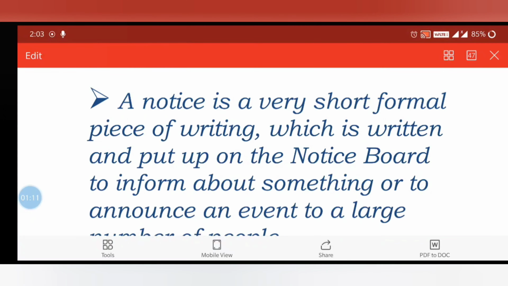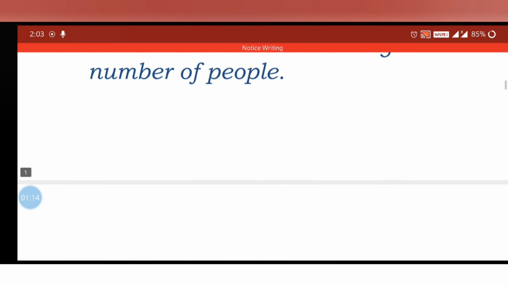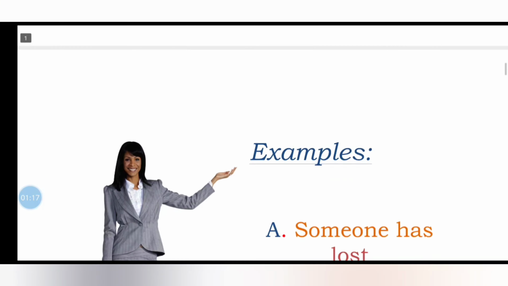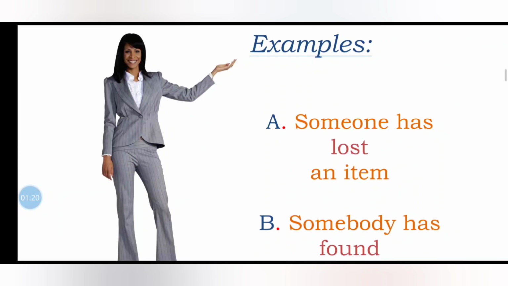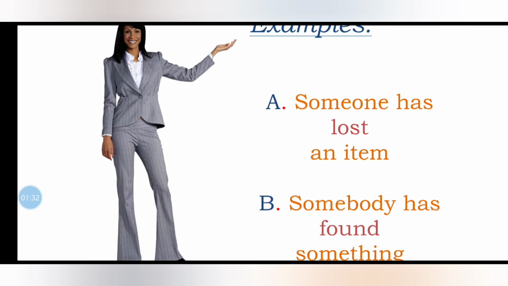Then there are certain types of notices, children. The examples I'm going to give you now. For example, the first one is someone has lost an item. So you can write a notice about it. Second, somebody has found something. When you find something, you tell your teacher or inform your teacher about it, and an announcement is made. Or you put it where the lost and found table is. But now that you will learn notice writing, you can also write a notice about a lost or found object.